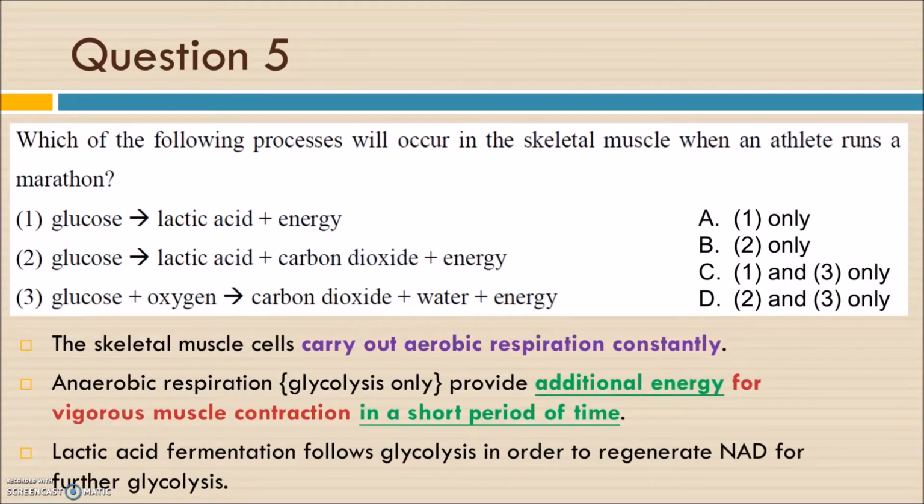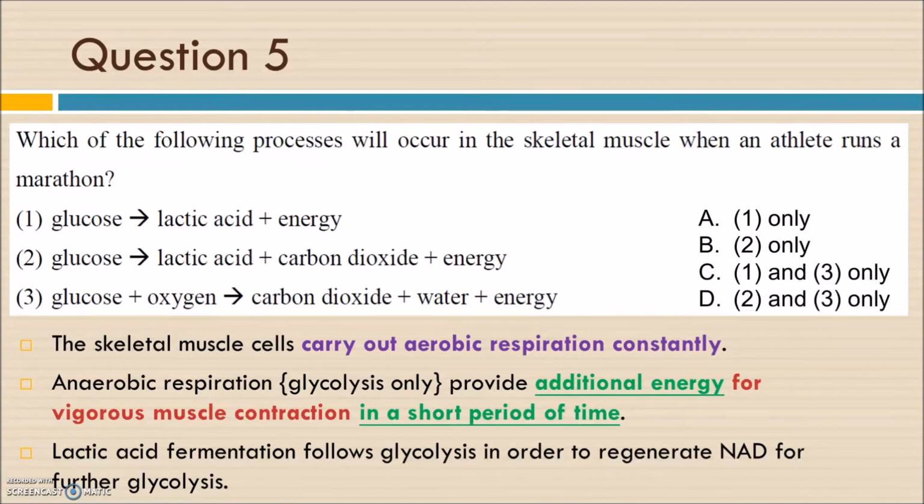Question 5 is tricky since it's talking about rigorous exercise. Some students will be distracted to think about anaerobic respiration only and choose statement 1 as the answer. However, they may just ignore statement 3, which is aerobic respiration. The aerobic respiration takes place constantly throughout our life. If our body only relied on anaerobic respiration, we would die, since there is not enough ATP produced for our daily activity. I would like to remind that anaerobic respiration produces additional energy for rigorous exercise.